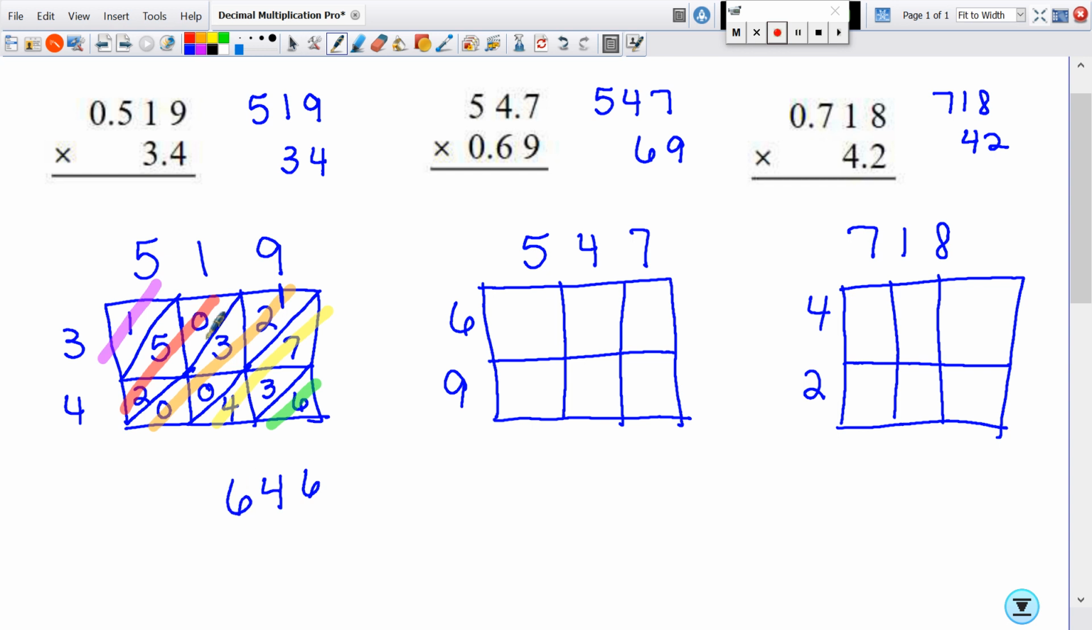Now I'm going to do the red diagonal. 0 plus 5 plus 2 is 7. And then the purple diagonal is just a 1. Okay, so that's what 519 times 34 is.